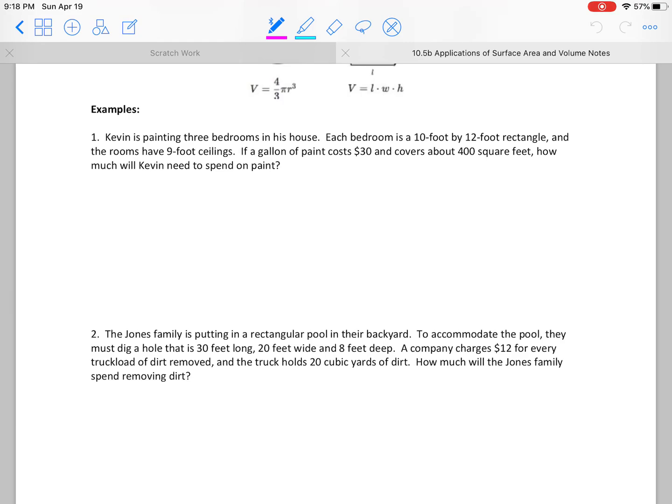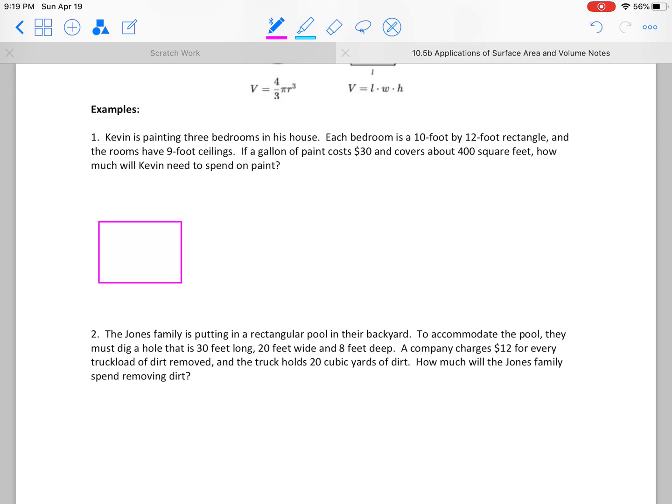All right, so let's look at this first one. We have Kevin painting 3 bedrooms in his house. Each bedroom is a 10-foot by 12-foot rectangle, and the rooms have 9-foot ceilings. If a gallon of paint costs $30 and covers about 400 square feet, how much will Kevin need to spend on paint? All right, so he's painting 3 rooms in the house. Now it says that the bedroom is a 10-foot by 12-foot rectangle. Now that's the floor, right? And a 9-foot ceiling. So we're looking at these rooms as rectangular prisms.